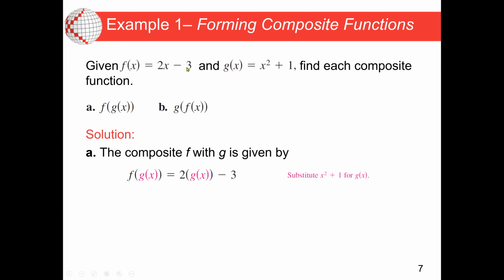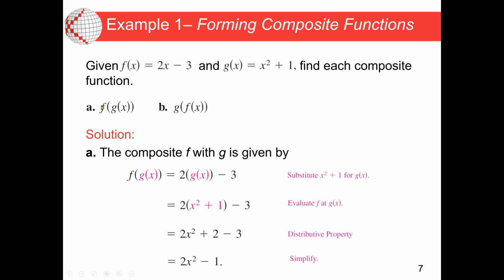f of x is 2x minus 3. So anywhere I see x in 2x minus 3, I'm going to replace it with g of x, which is x squared plus 1. So here we get 2 times g of x minus 3, because that's the input. The output of g of x will be the input for f of x. Since we know g of x is x squared plus 1, we substitute it. So we get 2 times (x squared plus 1) minus 3. Then we simplify the equation. We get 2x squared plus 2 minus 3. We can combine 2 and 3, so our final answer will be 2x squared minus 1.